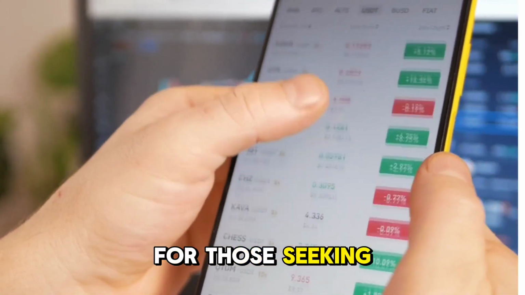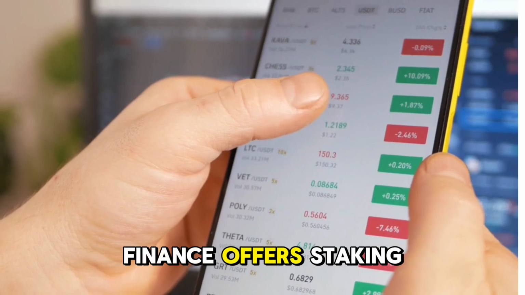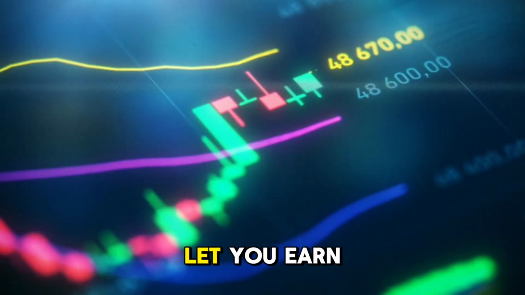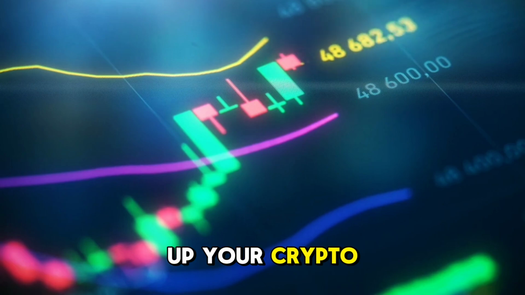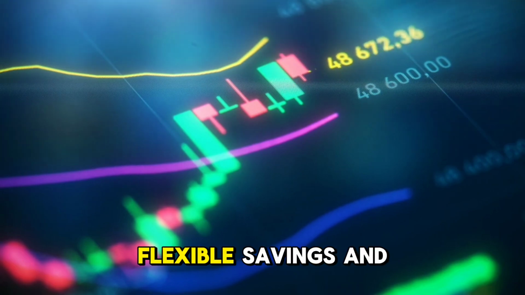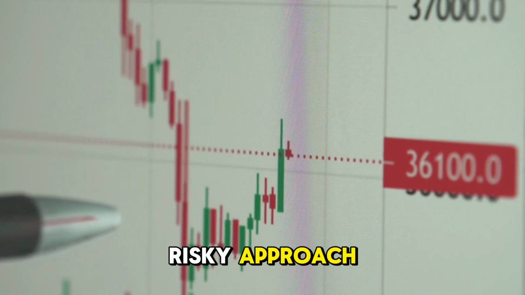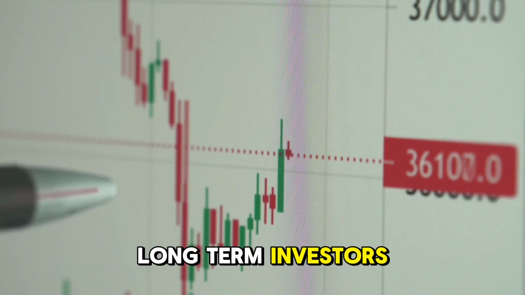For those seeking passive income, Binance offers staking and Binance Earn. These methods let you earn rewards by locking up your crypto or investing in flexible savings and launch pools. It's a less risky approach and great for long-term investors.